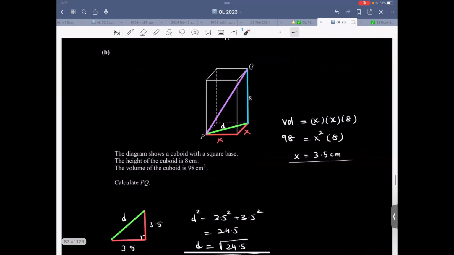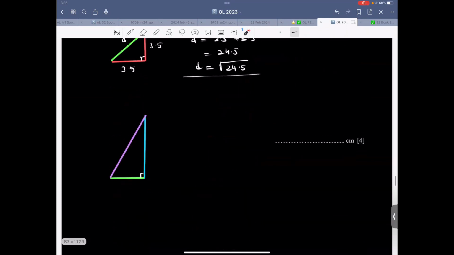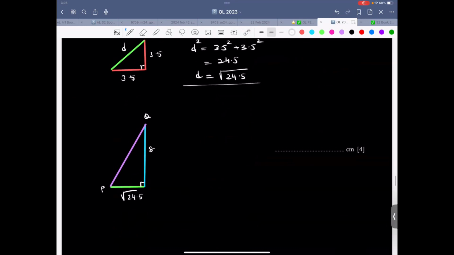Now we are focusing on this. This one is the height. This D is now the base. And this H, let me call this PQ, that is the hypotenuse. So this is P, this is Q. D is known, that is square root of 24.5. Preserving the accuracy, this is 8. So therefore, PQ square is equal to 8 square plus square root of 24.5 whole square. So this is 64 plus 24.5, that is PQ square.